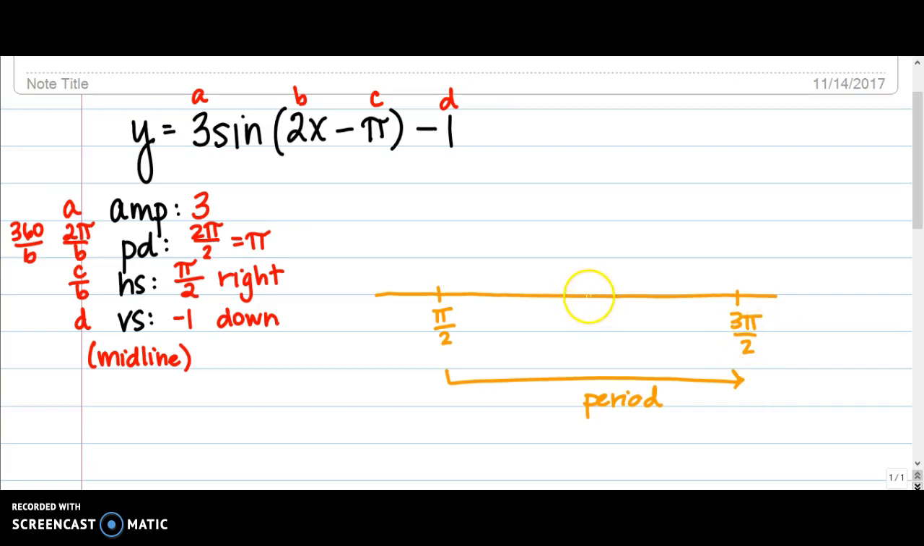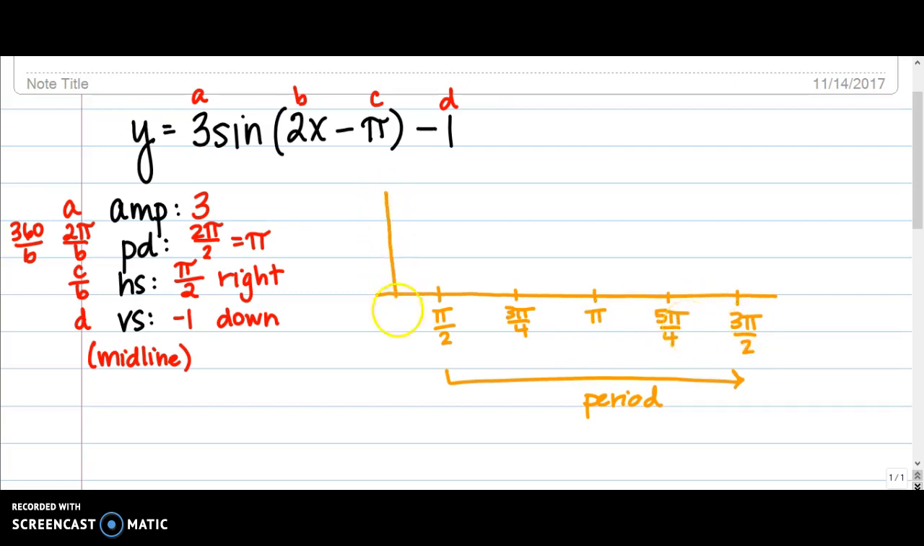Now let's find the middle. Between π/2 and 3π/2 would be π, and then the middles of both of those. So between π/2 and π would be 3π/4. And between π and 3π/2 would be 5π/4. Remember, all we're doing is adding those values together and taking a half to find their middle.